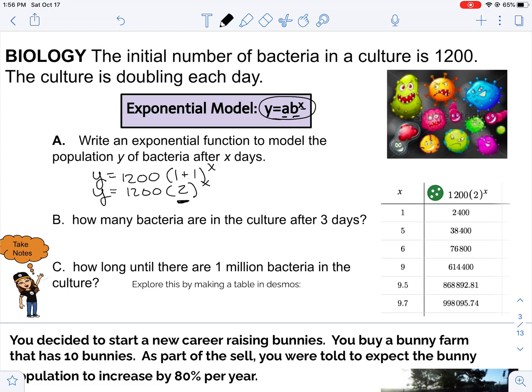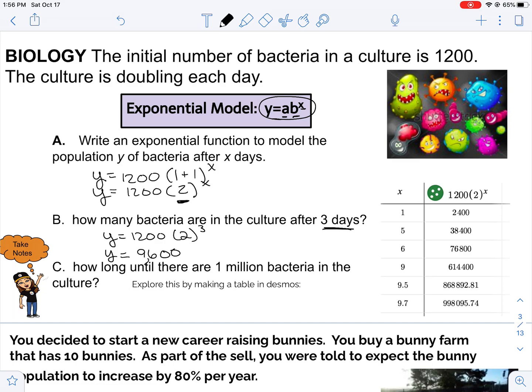Okay, so how many bacteria would there be in 3 days? Now we can use our model. I can take this model, and days is the x. So I can type in 3 days up there and grab your calculator or Desmos, whatever you're using, and we can say the number of bacteria is about 9,600 after 3 days.